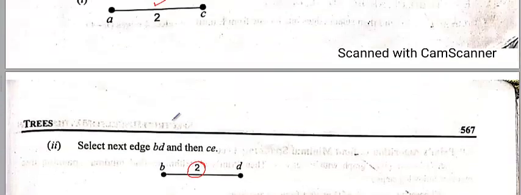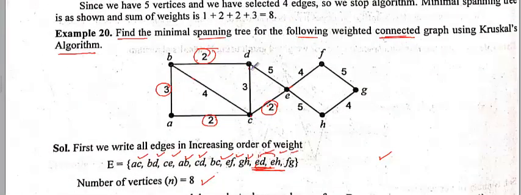Okay, now still it is not a circuit. Now the next minimum is 3, but if you take this edge, then a circuit will be completed, so you will not take this one. Is it okay? So you do not have any other 3 here. So next you will take 4. So 4, you can take this also, you can take this also, but you cannot take this one. Why? Because this will complete the circle.